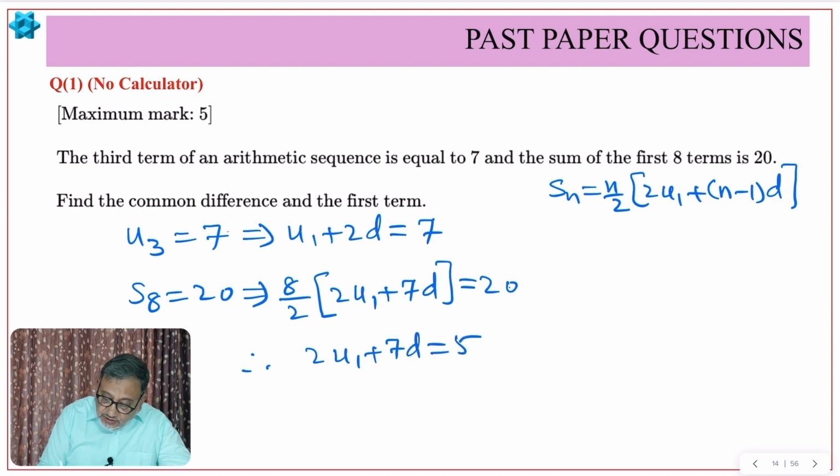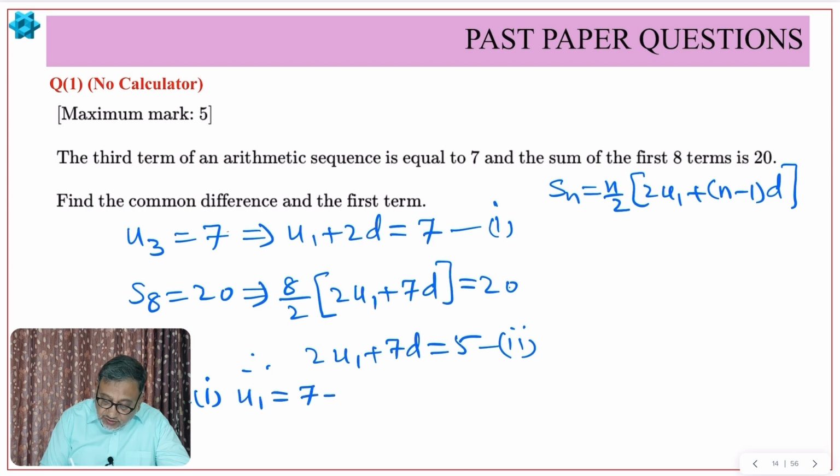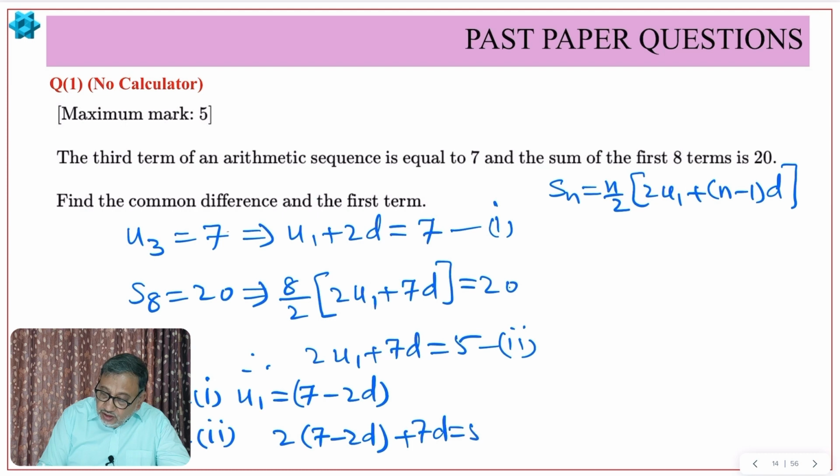This is the first equation, this is the second equation. In arithmetic sequence, usually we subtract. In geometric sequence, we divide the terms. Okay, now from the first equation, we will find U1 and put it in the second equation. So this is the value of U1. From 1, U1 is 7 minus 2D. Then 2 into (7 minus 2D) plus 7D is 5. Okay, I will put it here now.